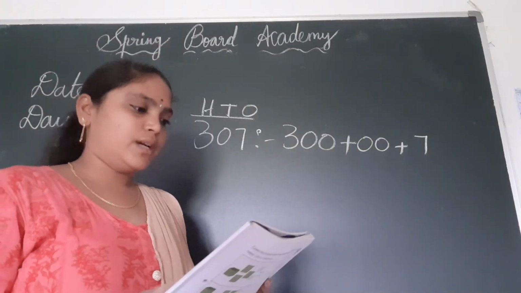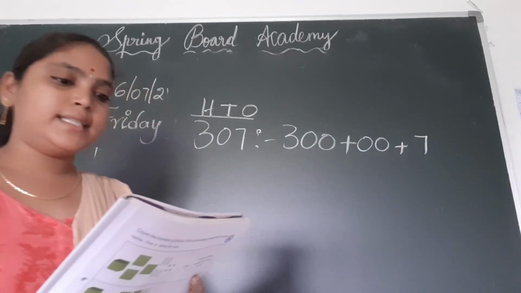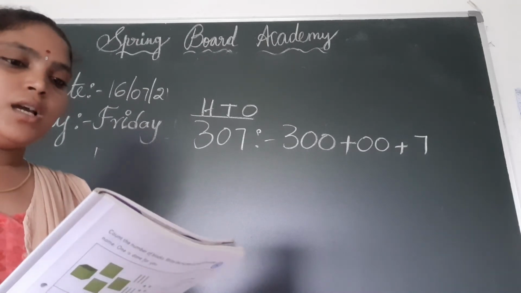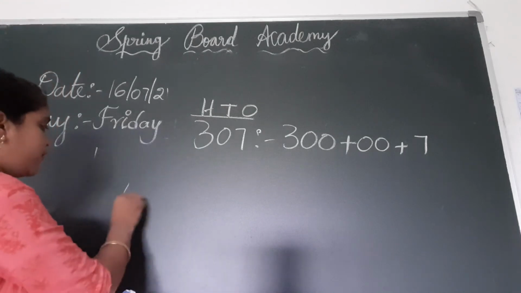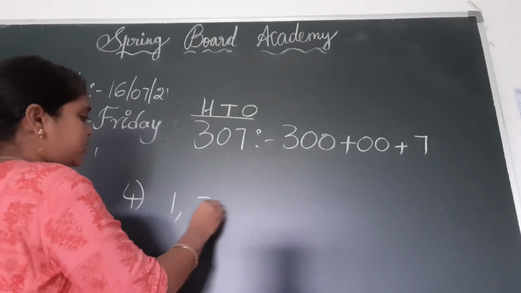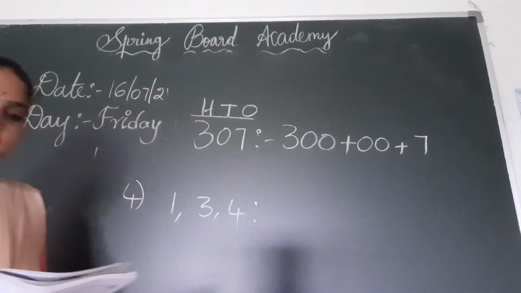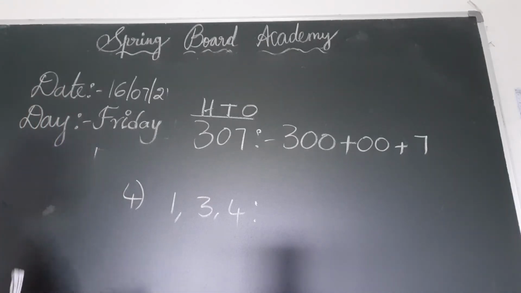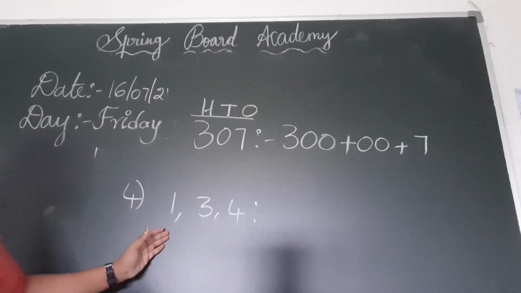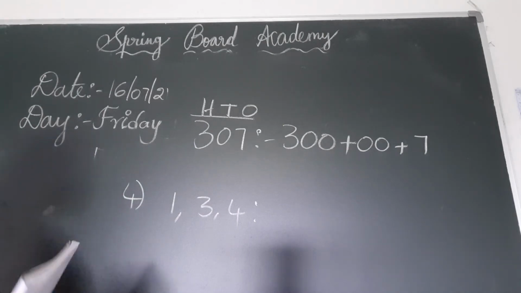Next, the fourth one. Turn to the next page, page number 8. Form as many 3-digit numbers as possible using the given digits. Use each digit only once in a number. Fourth Roman, children, we are given 3 digits: 1, 3, 4. You have to form as many 3-digit numbers as possible, using each digit once only. In class 2 we had already completed this. Do you remember or not, children? Here you have to use these 3 digits to form possible 3-digit numbers.